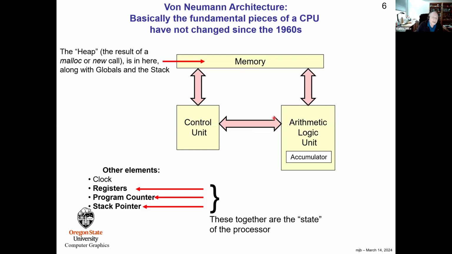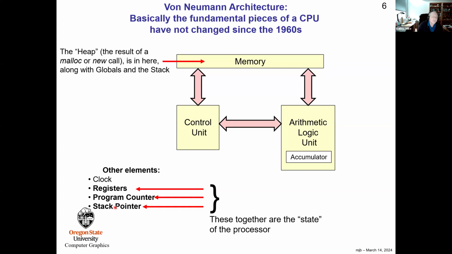And they all work together. Now, there are other elements that will be really important to our discussion of using parallel programming. One is the clock. The clock goes tick, tick, tick, and every tick, things fly around this network. The registers, which are like the accumulator, only a lot more of them. The program counter, which is a memory address pointing to where the next instruction is going to come from when we're ready for it. And the stack pointer.